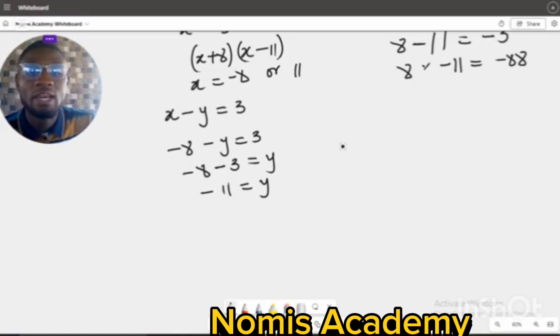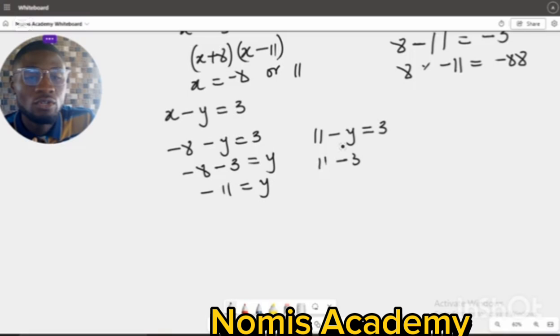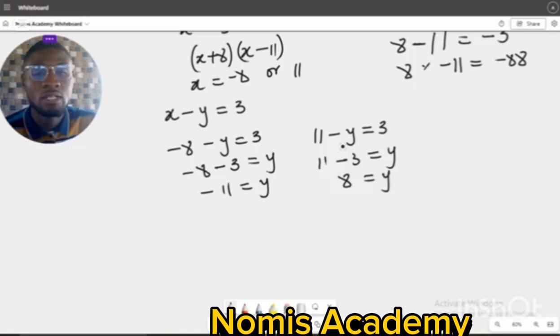So let's check when x is equal to 11. What do we have? When x is equal to 11, we have 11 minus y is equal to 3. So I can say that when 11 goes to the other side, and minus y goes to the other side, it becomes y. So y is made the subject of the formula. So 11 minus 3 is 8, so y is equal to 8. So when x is equal to 11, y is equal to 8.